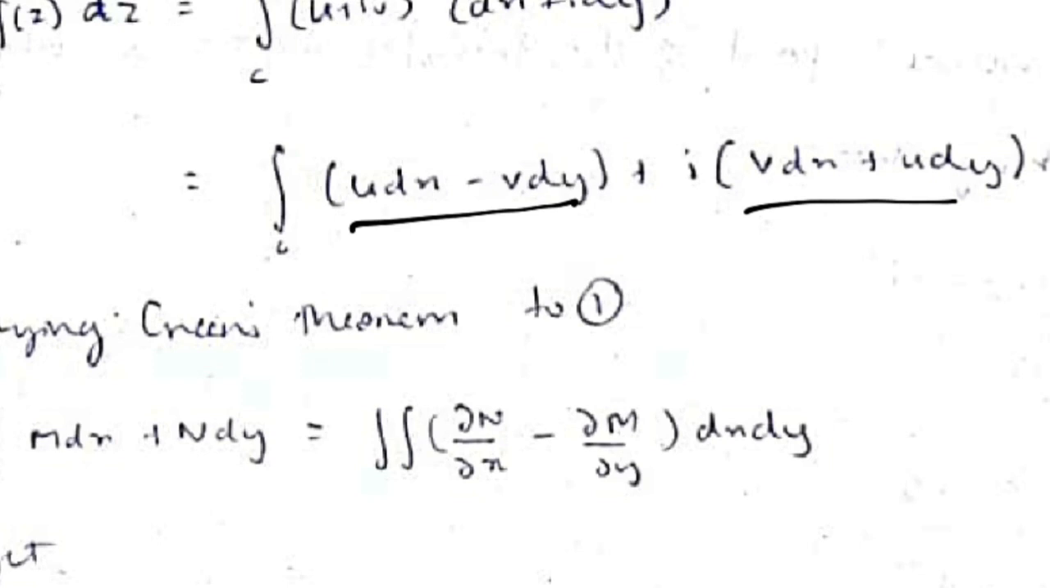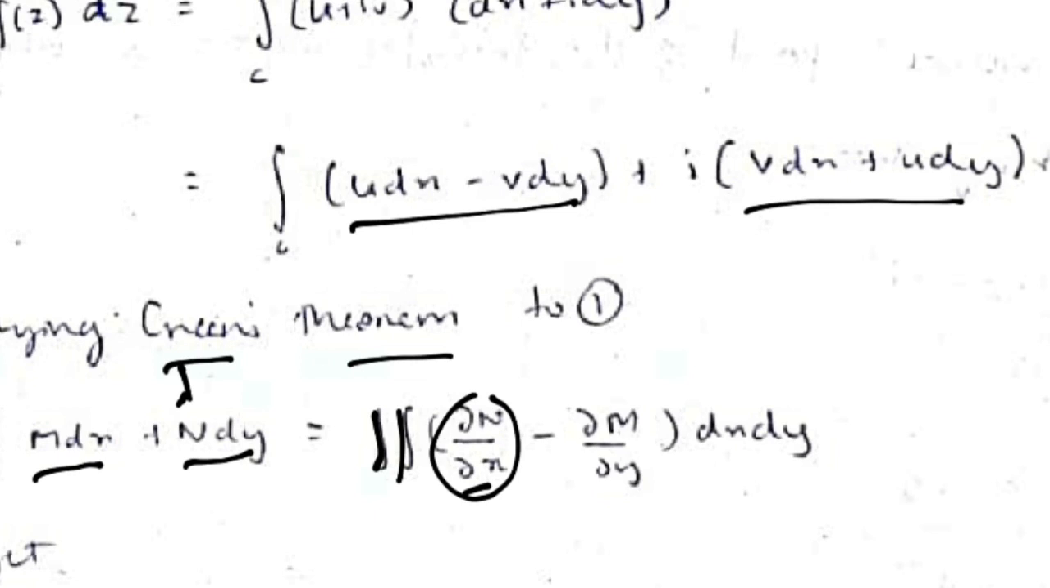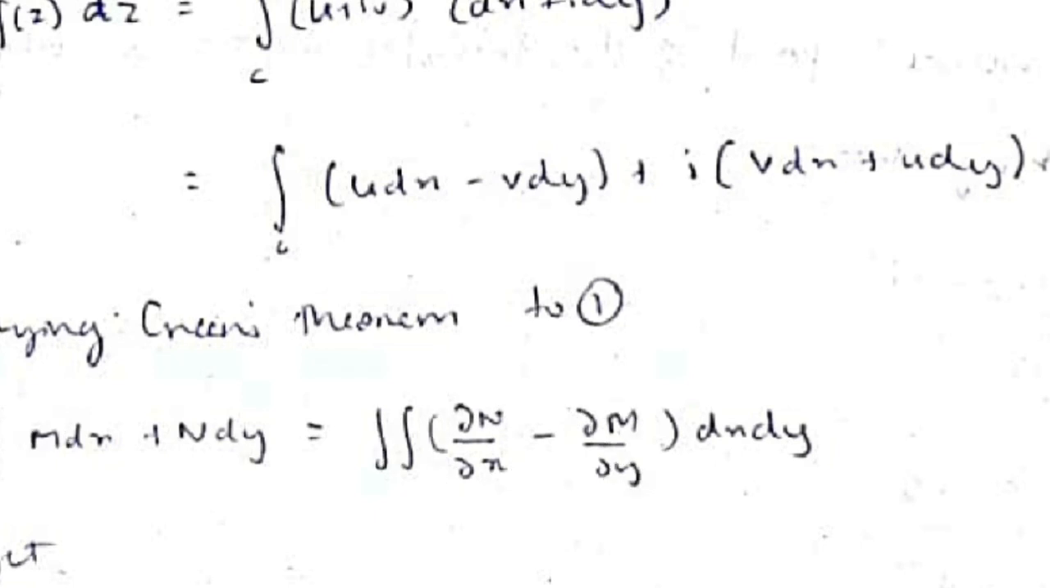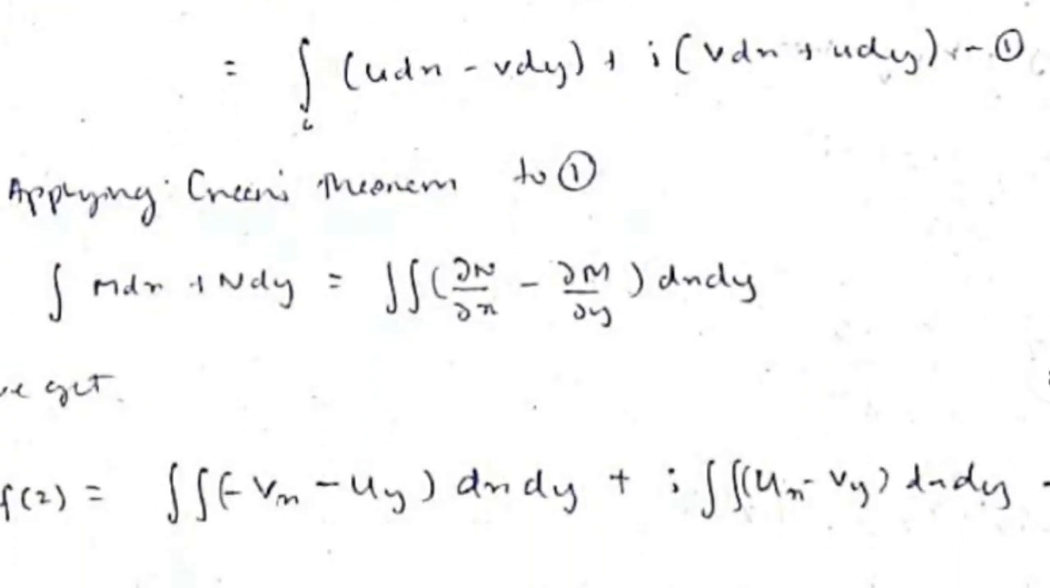Now we have to apply a small theorem which is known as Green's theorem, which says if the integral is of the form m dx plus n dy, then you can write the same integral in the form of double integration of del n by del x, the second term with del x, minus del m by del y, the first term with del y. So we'll be using the same thing here, and we'll be obtaining this.